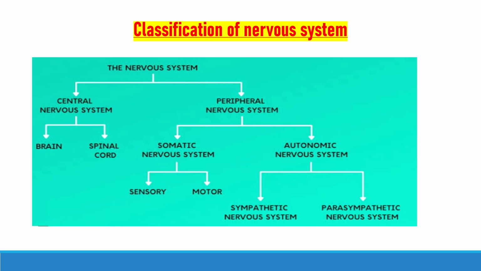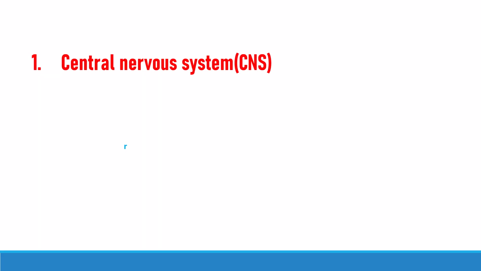The nervous system is classified into central nervous system and peripheral nervous system. The central nervous system includes the brain and the spinal cord, and the peripheral nervous system includes the somatic nervous system and the autonomic nervous system. The somatic nervous system is further classified into sensory and motor, and the autonomic nervous system is classified into sympathetic nervous system and parasympathetic nervous system.